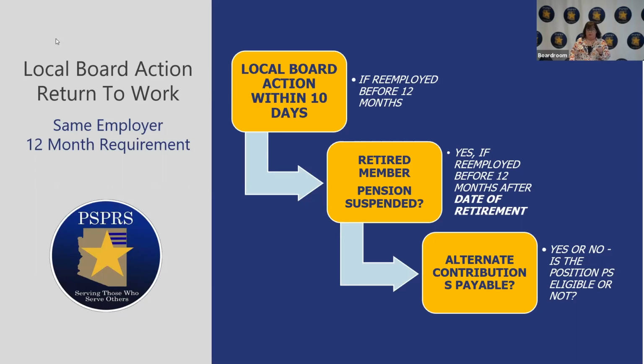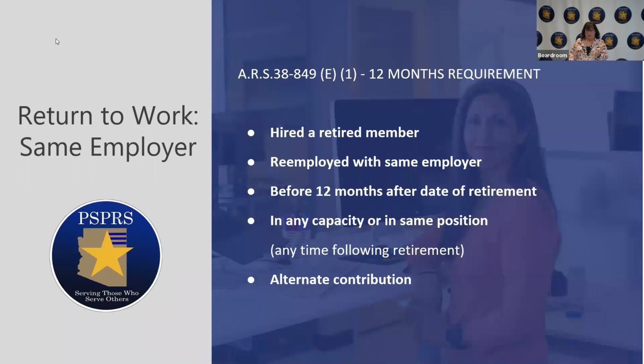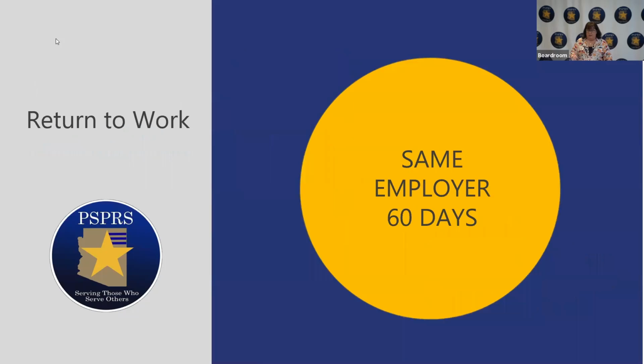The same goes for after 12 months. So employer hires a retiree, same employer, after 12 months have gone by from date of retirement. Still have to go through the process. As the previous slide, hired a retired member, reemployed with same employer after 12 months in any capacity or in same position. Is there an alternate contribution payable? Are they in a public safety eligible position or not?